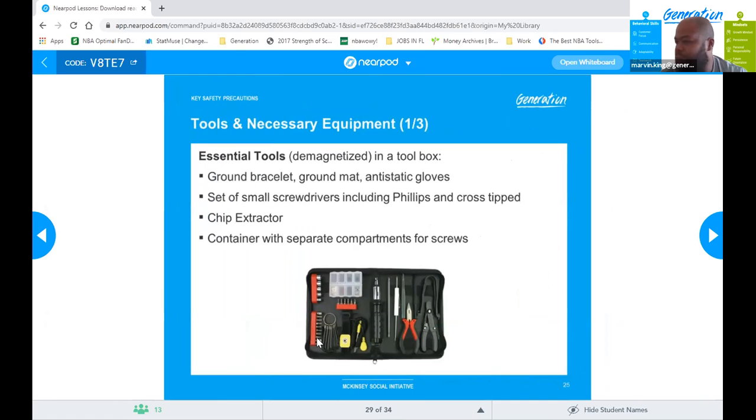So let's see. Miss Amber, if you're available, I'm going to let you read this one for me. Tools and necessary equipment, essential tools: demagnetized in a toolbox, a ground bracelet, ground mat, anti-static gloves, set of small screwdrivers, including Phillips and cross tip, chip extractor, container with separate compartments for screws. Thank you, ma'am.